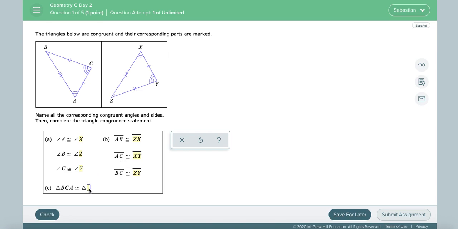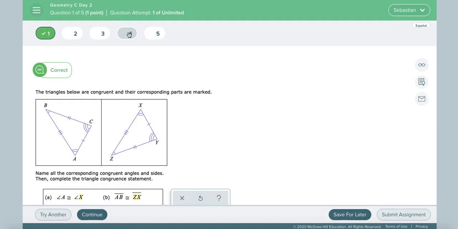All right. Now, this part's a little tricky. We're saying that triangle BCA, the order matters here, okay? So BCA starts from the angle with the one congruent mark. So I'm going to start with Z. So we're going to see what angles correspond. Now let's look at angle C. Angle C corresponds with angle Y. And angle A with the two marks corresponds with angle X. Okay? So that should be good.